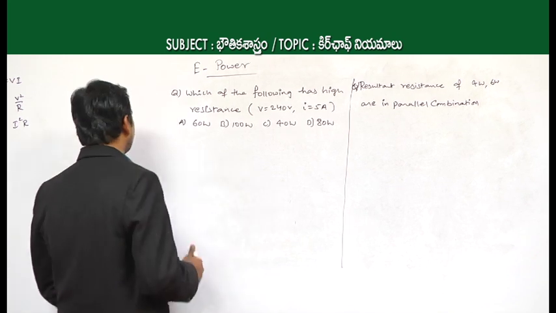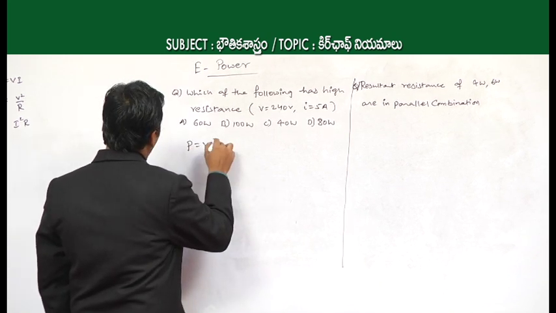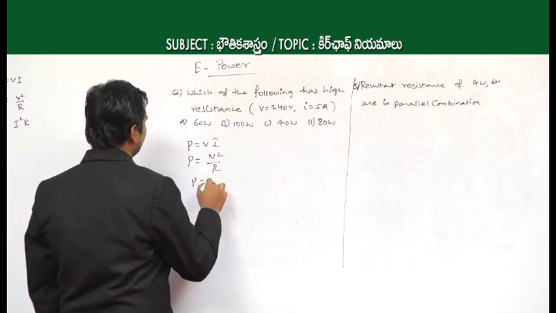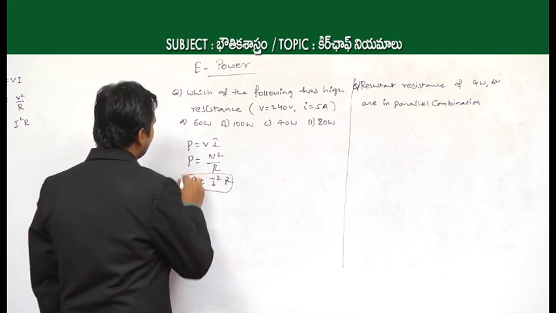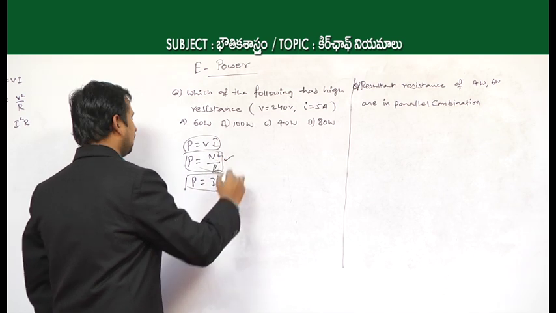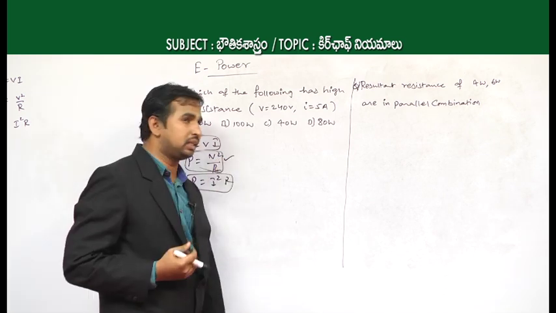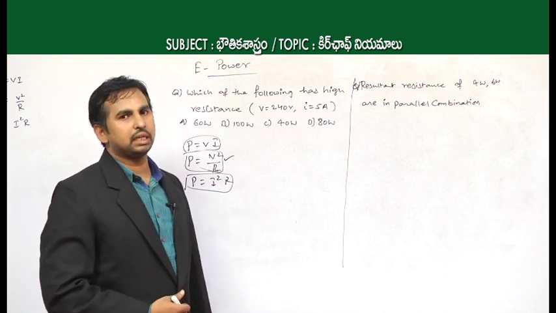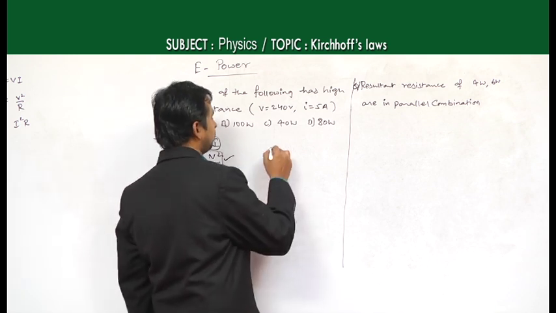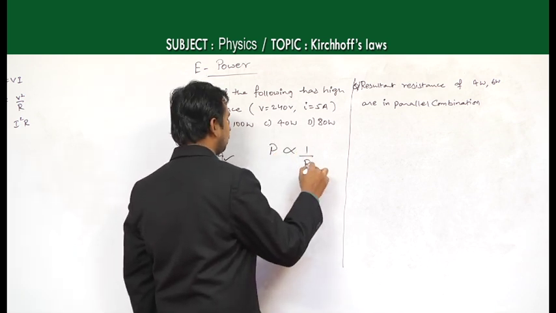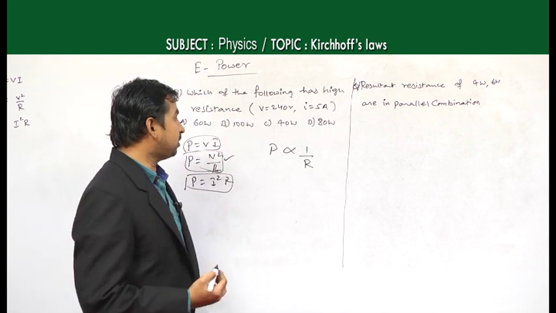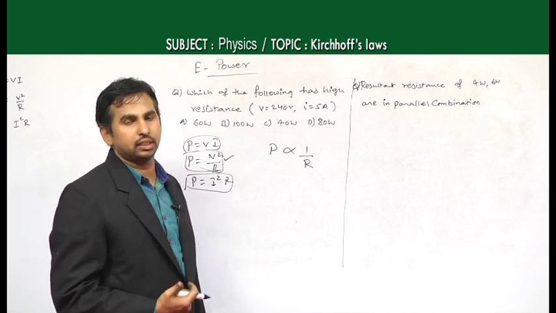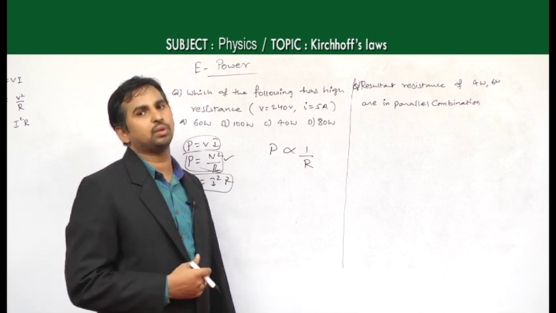We know the power formulas: P is equal to V into I, V square by R, and P is equal to I square R. Of all these cases, the second one, when the voltage is fixed at 240 volts, then power and resistance are inversely proportional to each other, as P is inversely proportional to R. Having more power always gives less resistance, and having less resistance gives more power.